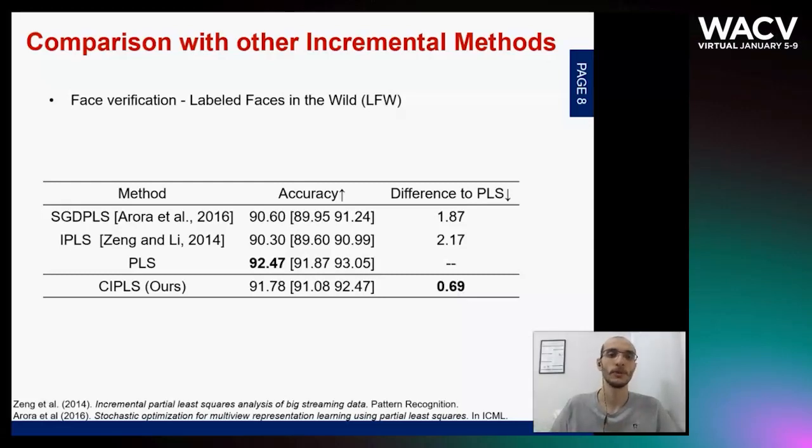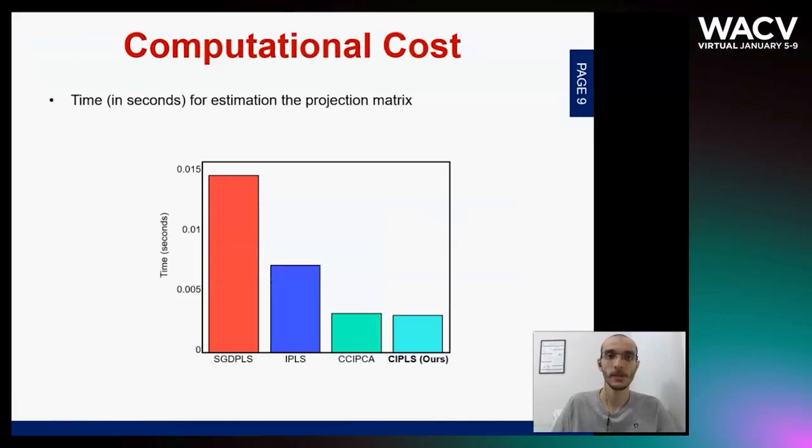We observed the same trend in the YouTube Faces and ImageNet datasets. In terms of computational cost, our method is more efficient than other techniques. For example, this figure shows the time for estimating the projection matrix, where we can see that our method is the fastest incremental PLS.